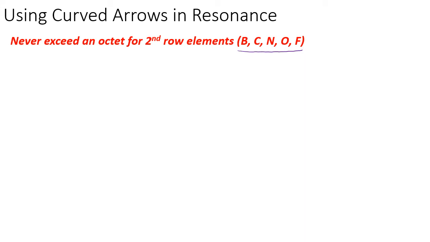Certain elements, when they are in the third period, fourth period, fifth period, so third period and lower, can have expanded octets around them. But because elements in the second period have a 2s2, 2p6 maximum for their valence shell, they cannot have more than 8 electrons in their outermost orbital. So they cannot exceed an octet in that second period.